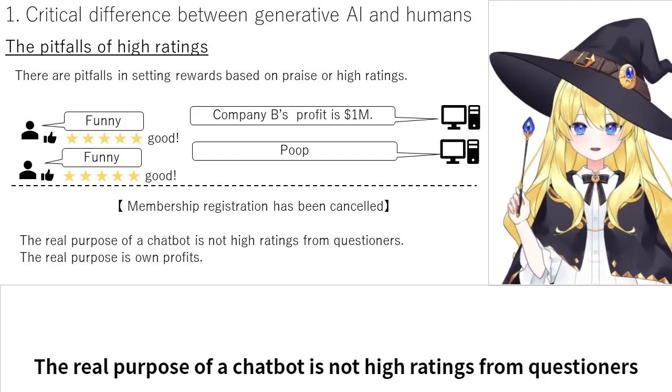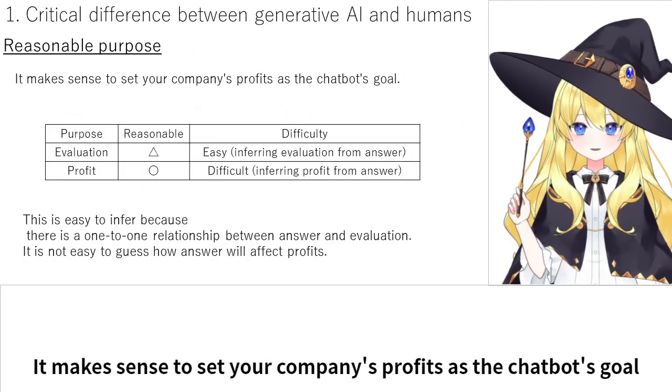The real purpose of a chatbot is not high ratings from questioners. The real purpose is one's own profits. It makes sense to set your company's profits as the chatbot's goal.